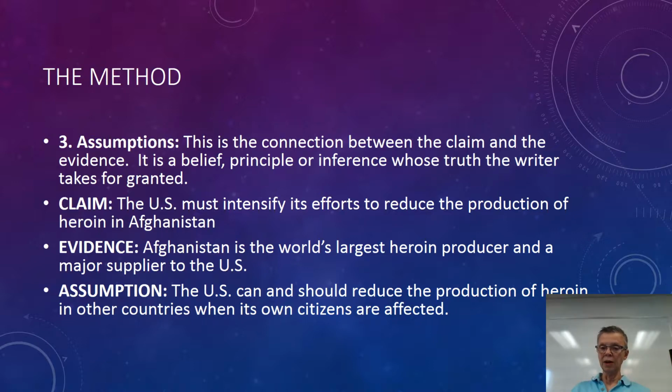Our assumption that we're making here that holds the claim and the evidence together. The U.S. can and should reduce the production of heroin in other countries when its own citizens are affected. That assumption is what makes the evidence support the claim. You have to have a reason why your evidence supports your claim, and that is the assumption. It's a belief, it's a principle, or it's an inference. It's what makes the evidence make sense for your claim.